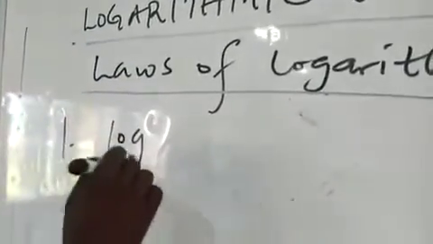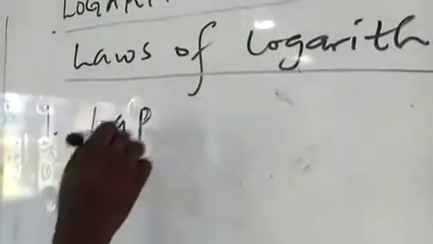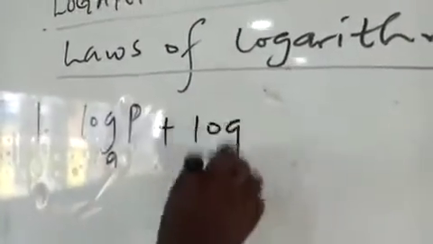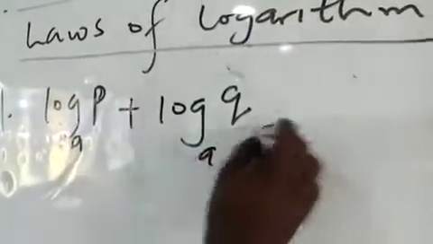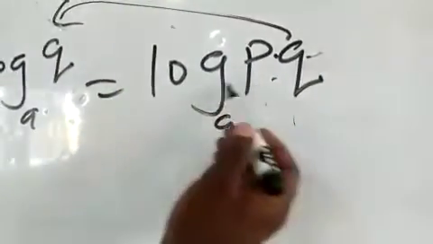Of course, you know that log, this is the multiplication law, says that log P base A plus log Q base A is log, you pick one base and you multiply the numbers. That is log P times Q, or you say log PQ. Take note that it is reversible. You can also, when you have log PQ, split it into the additive form.